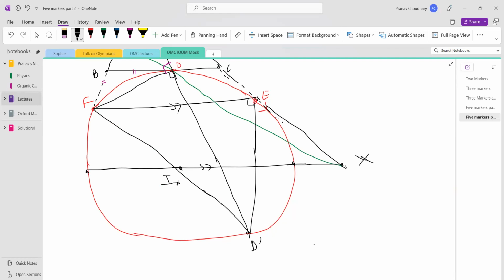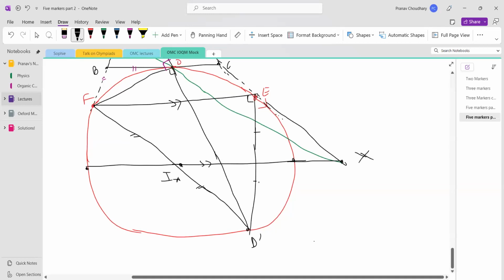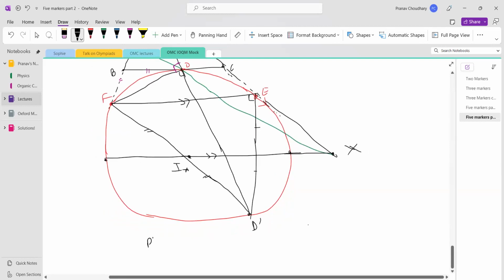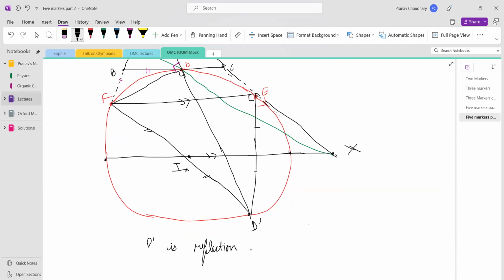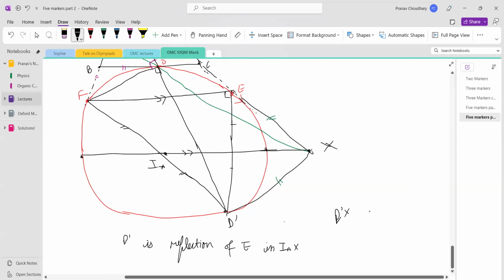Since this angle is 90 degrees, and this is the midpoint, and so is this the midpoint, you can show it by phantom points basically. This is not a formula, but by phantom points it's easy to show that D dash is the reflection of E in IAX, which means that XE equals XD dash, and D dash X is tangent to the X circle.